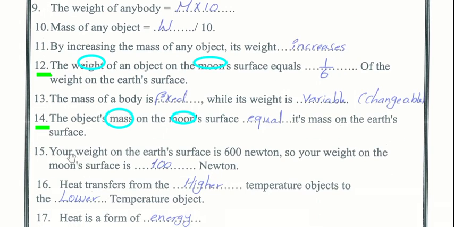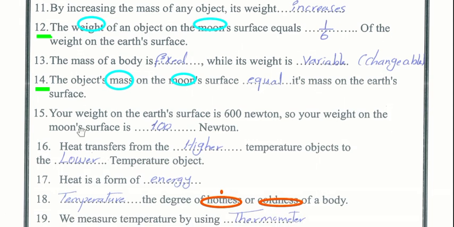Number 14. The object mass on moon. Okay, look at number 12 and number 14. In number 12, I'm asking about the weight on moon, and this is equal 1/6. But in number 14, I'm asking about the mass on moon. Mass on moon equals mass on Earth, because mass is fixed, doesn't change by changing the place.